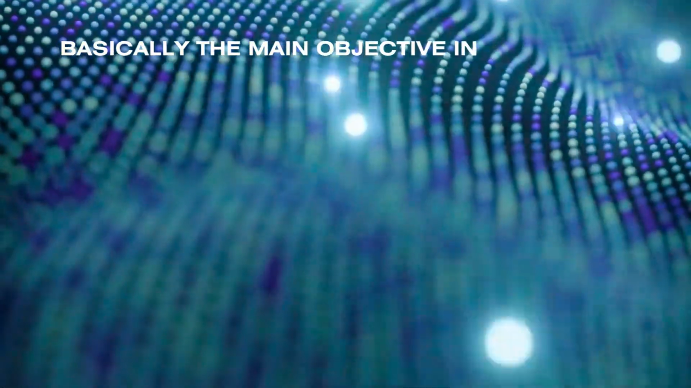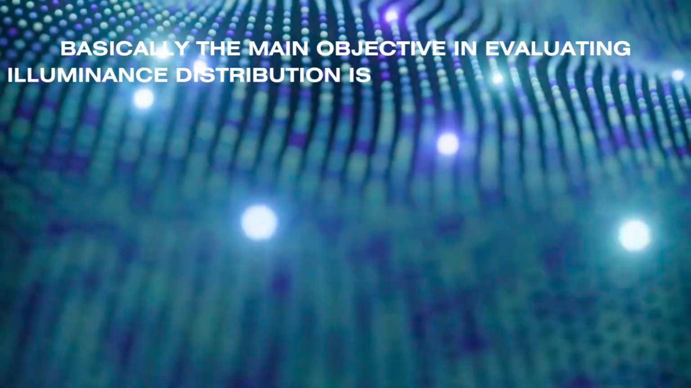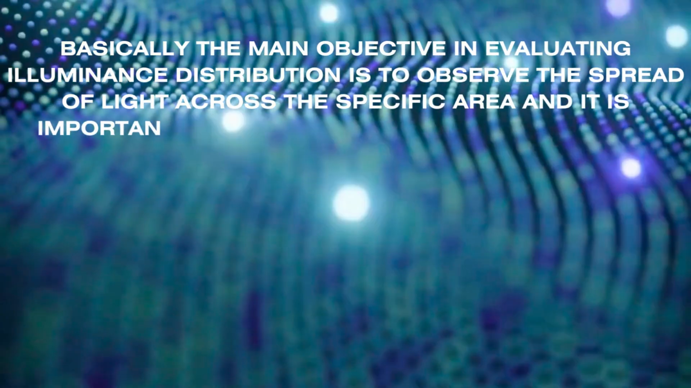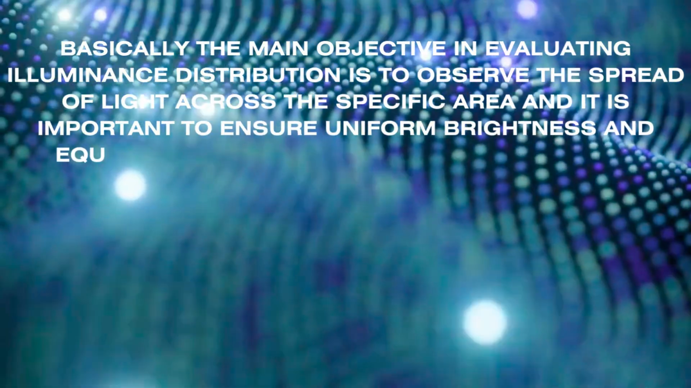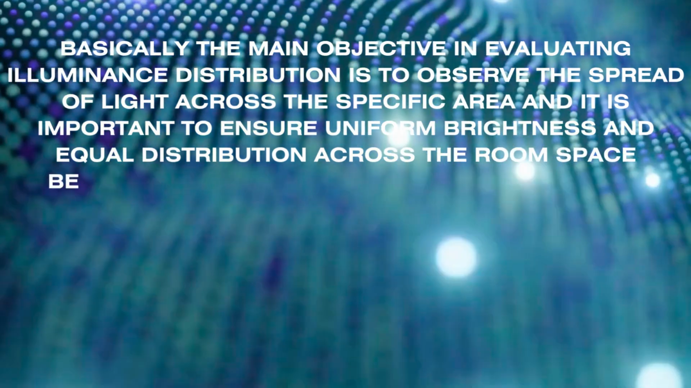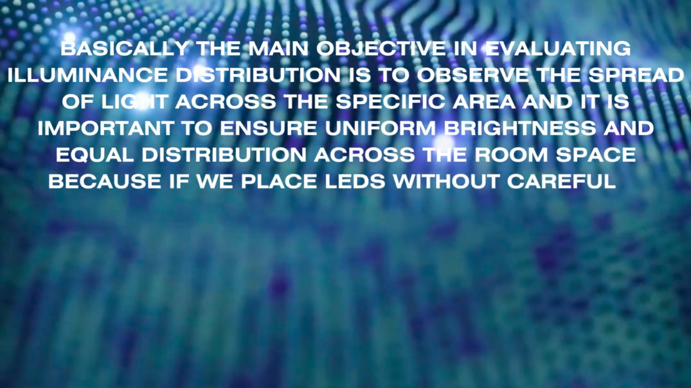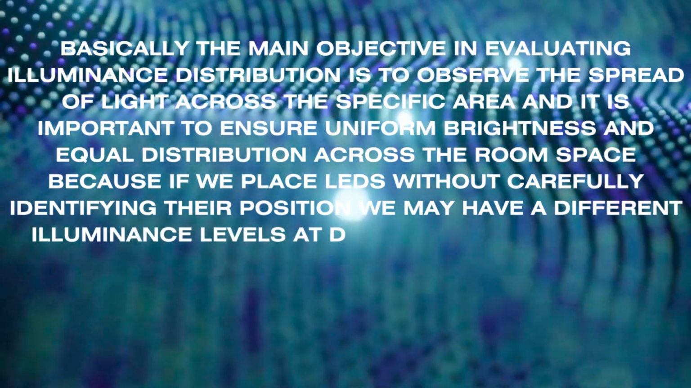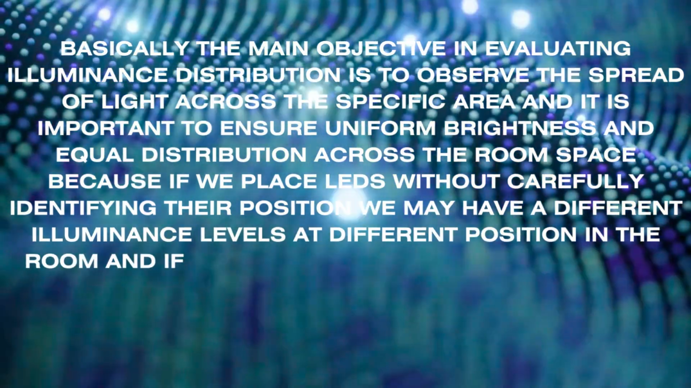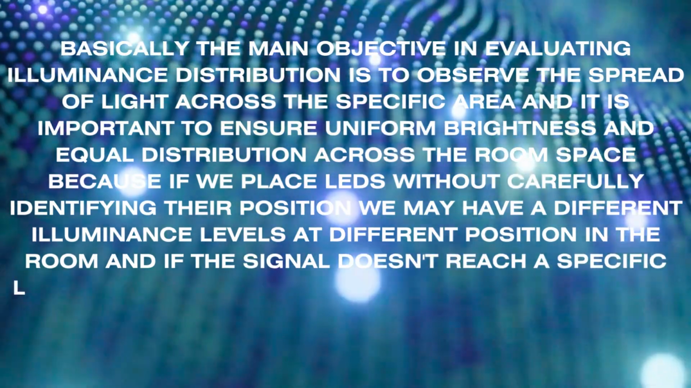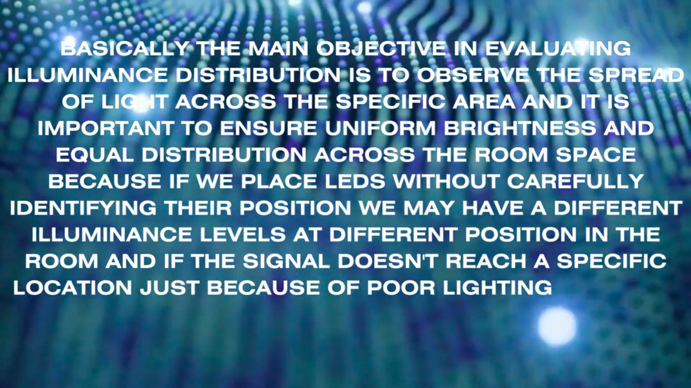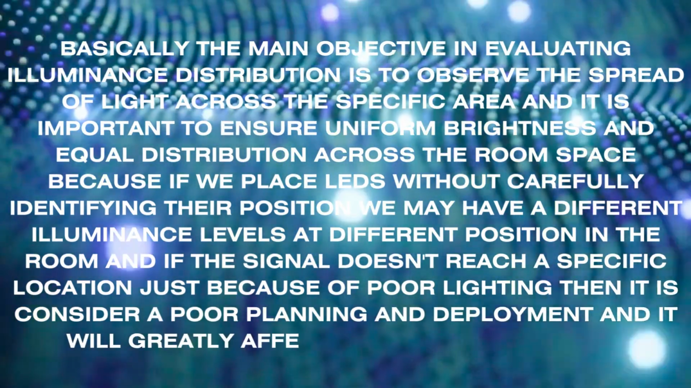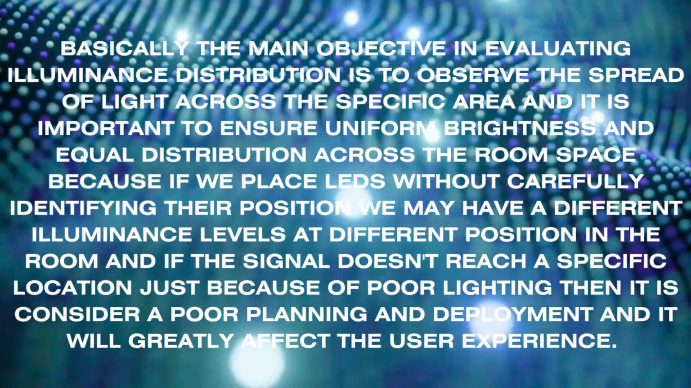Basically, the main objective in evaluating illuminance distribution is to observe the spread of light across the specific area. It is important to ensure uniform brightness and equal distribution across the room space, because if we place LEDs without carefully identifying their position, we may have different illuminance levels at different positions in the room. If the signal doesn't reach a specific location just because of poor lighting, then it is considered poor planning and deployment, and it will greatly affect the user experience.